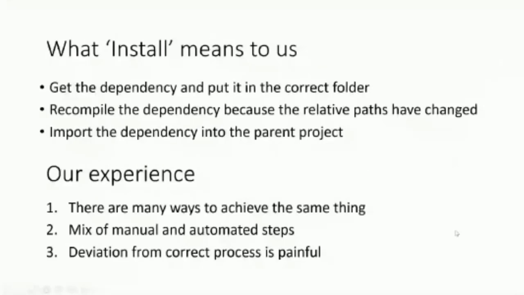Okay, so to start to break down the problem a little bit, we'll start with install. What does that mean to us? So first, we have to get the code from somewhere, whether it's a folder on disk, somewhere in the cloud, or in our Git repo. It's got to be put in the correct folder, so exactly where we want it. Then typically, because of that path shift, we need to recompile it to make it happy. And then if it's a new dependency, we want to import it into our parent project for convenience. So we know, hey, what do we have? What's in here?